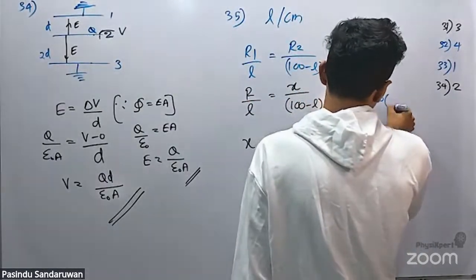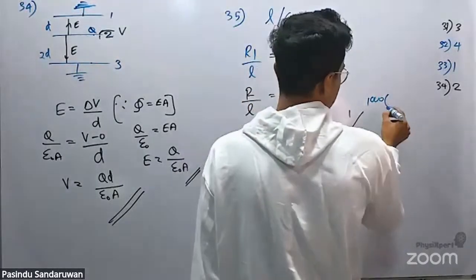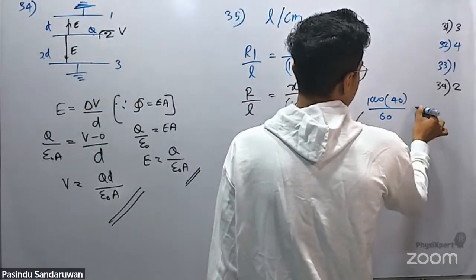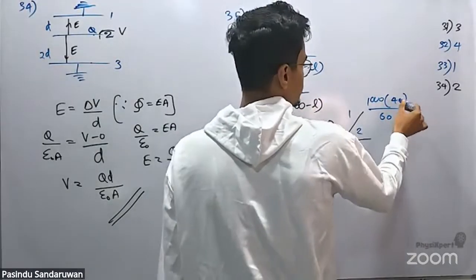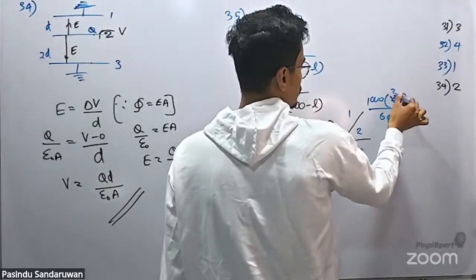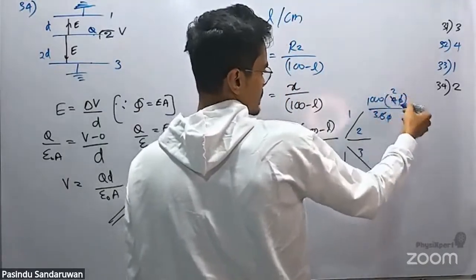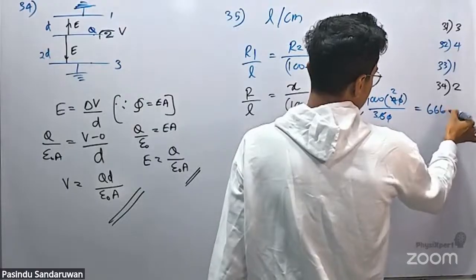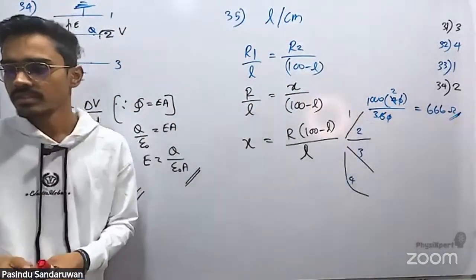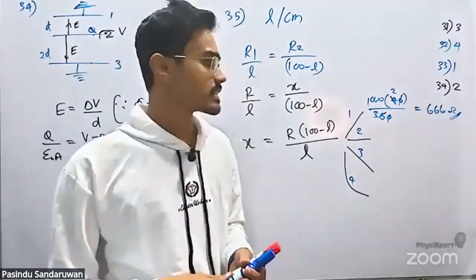Then this comes as 1000 times. L is 60. Then 100 minus L is 40 over 60. What's the value? Roughly 0 and 0 cancel. 2 times 2, 3, which means 1000 over 3 is 330. So 666. Which means X is 666 ohms. Apply the second instance.